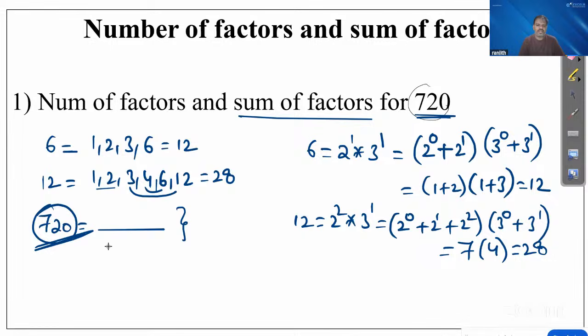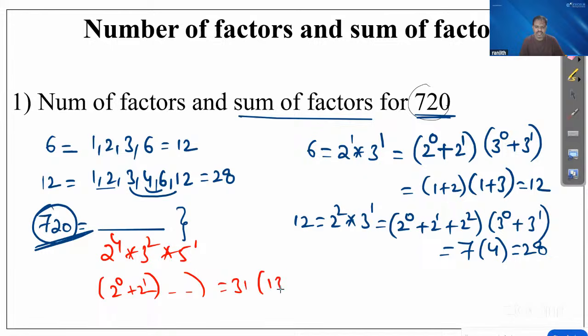720 can be written as 2 power 4 into 3 square into 5 power 1. So if I write 2 power 0, 2 power 1 like this, I will get 31 into 13 into 6. So how do we do the multiplication? Don't go with 13 into 6. Just write 31 as 30 plus 1, so (30 plus 1) into 13 into 6.